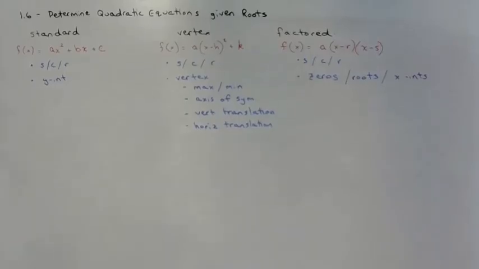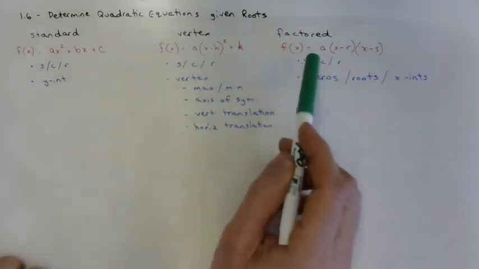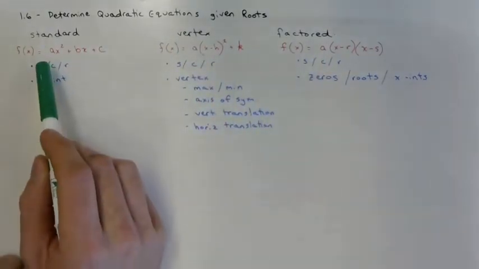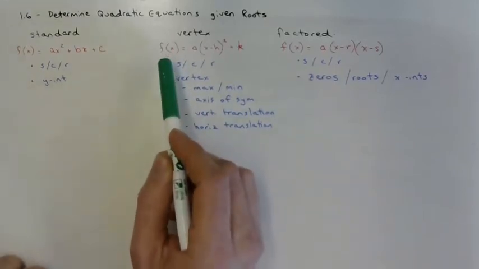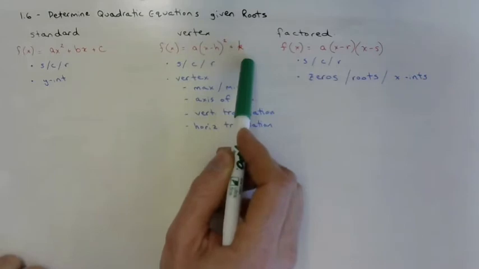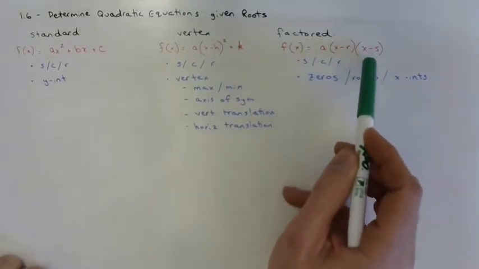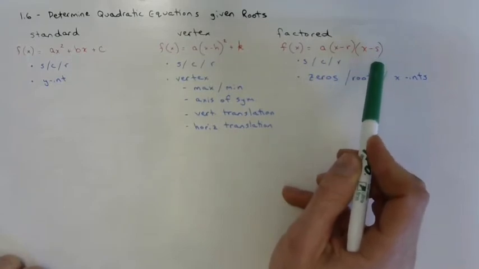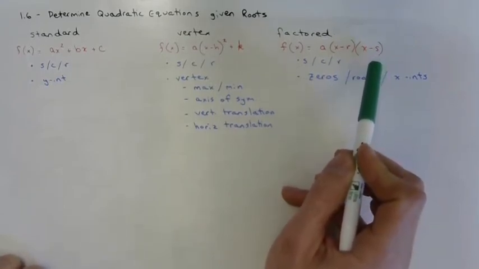Lesson 1.6, determine quadratic equations when you are given the roots. As a quick review, we know three forms of quadratic equations. We have quadratic equation in standard form, ax squared plus bx plus c. We have it in vertex form, a times x minus h squared plus k. We have it in factored form, a times x minus r times x minus s. These are the three forms that a quadratic equation can be in or can be put in.